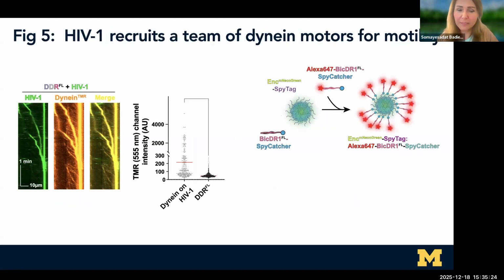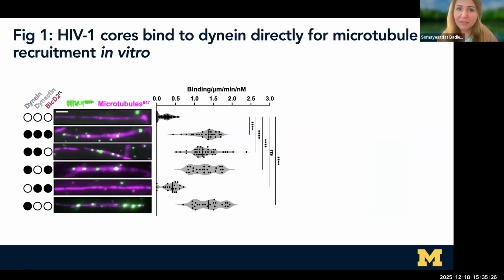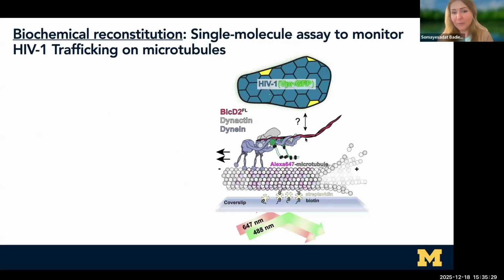Getting back to the original image that I have over here, we can say that BICD2 is not the only one involved in the motility. How BICD2 is activated inside the cell is another big mystery that we are working on. We believe it might be part of, not hijacking, we call it hitchhiking.